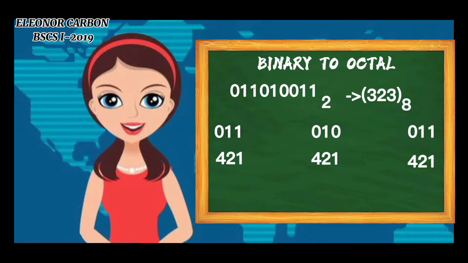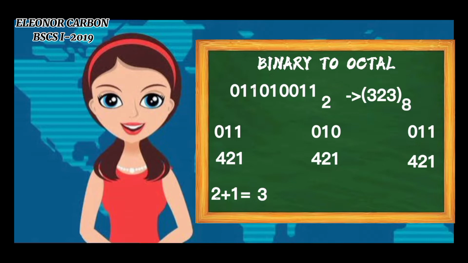So, 0 times 4 is equals to 0. Then, 1 times 2 is equals to 2. 1 times 1 is equals to 1. Then, next, ganun lang din ang gagawin. I-multiply lang din siya. Then, after that, let's add them. So, 2 plus 1 is equals to 3.